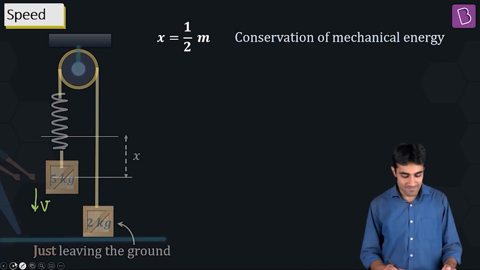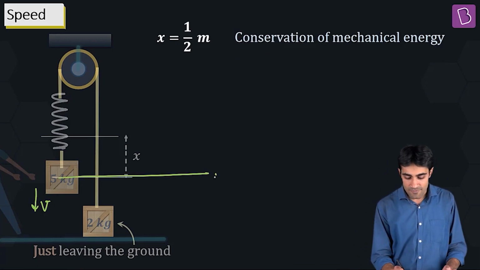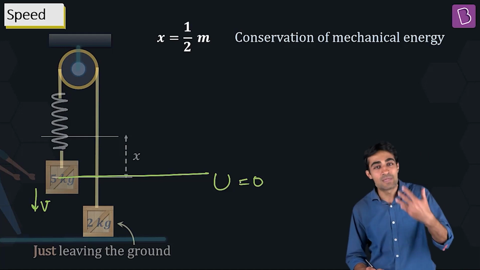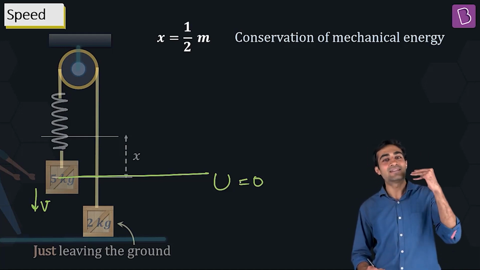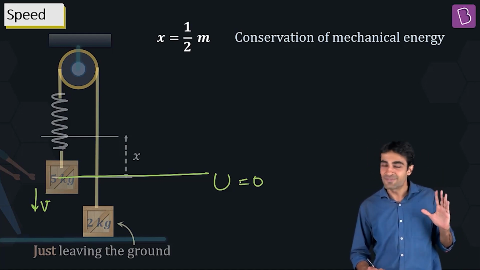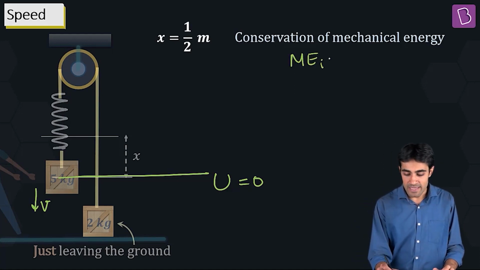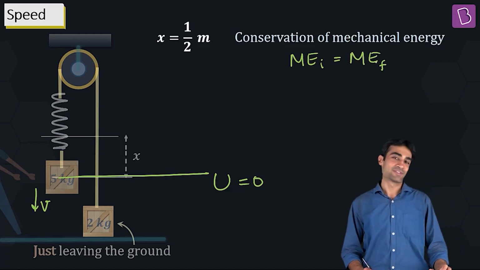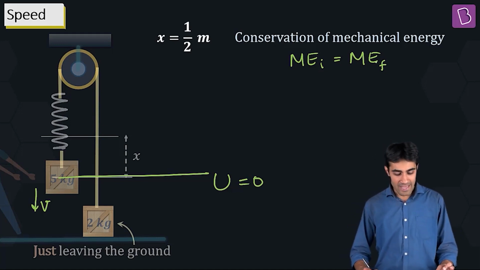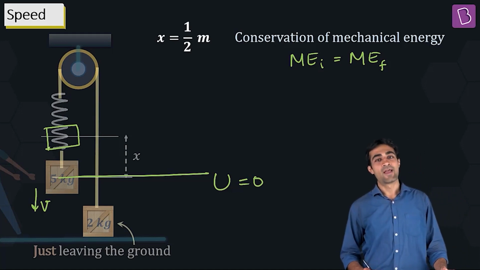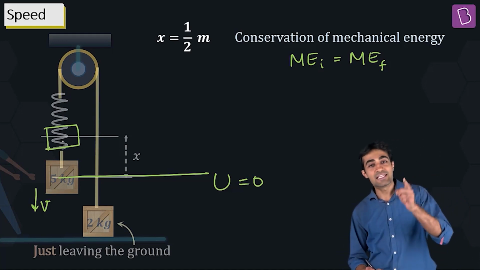So let us just say at this particular level, we can define the gravitational potential energy at this level to be 0. Let's just assume the gravitational potential energy at this reference level to be 0. Fine? Fine. Now we can say initial mechanical energy is equal to final mechanical energy. Good? Good.